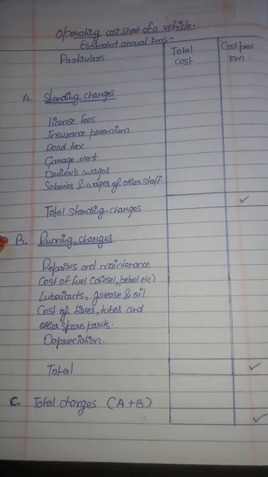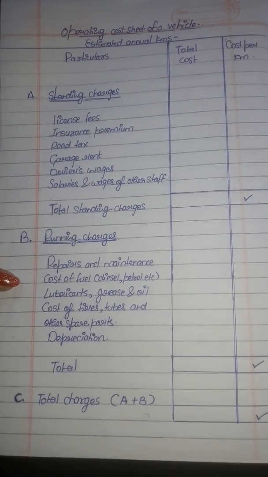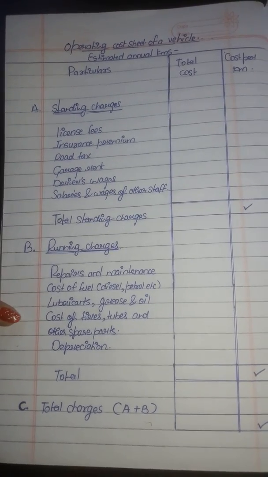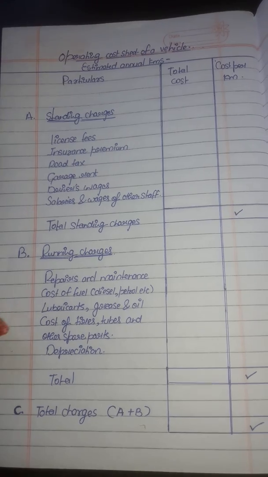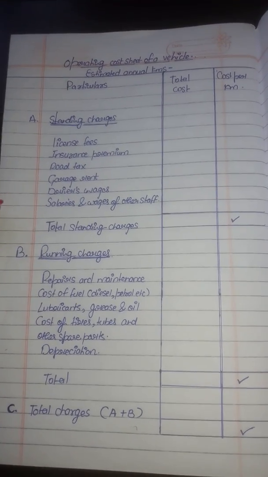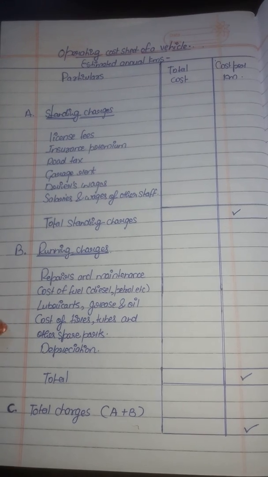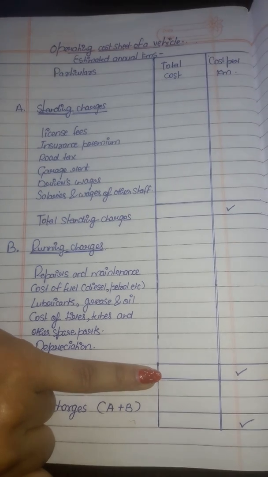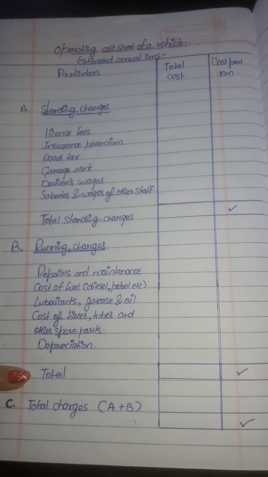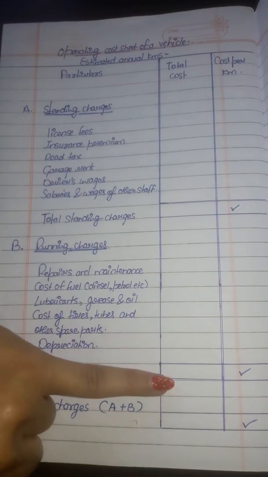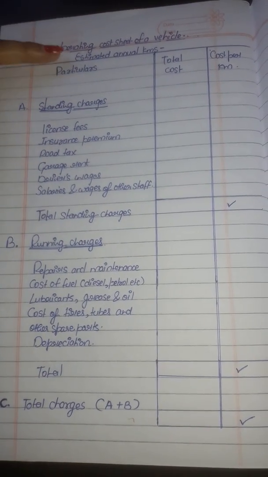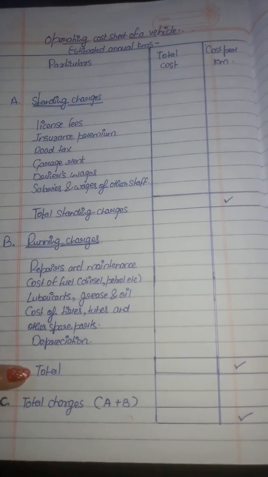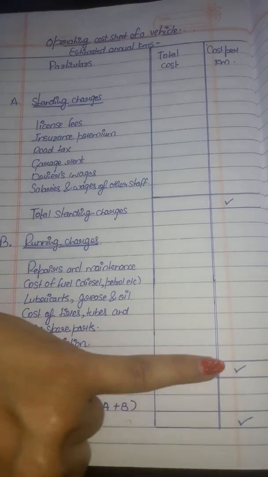Then you will write running charges, which include repairs and maintenance, cost of fuel, that is diesel, petrol, etc., then lubricant, grease and oil, then cost of tires, tubes and other spare parts, and depreciation. Like you did in the standing charges, you add all these expenses and you'll get the total running charges, which you'll write here. To get the cost per kilometer, you divide total running charges by estimated annual kilometers, and you will get the value which you'll write here.